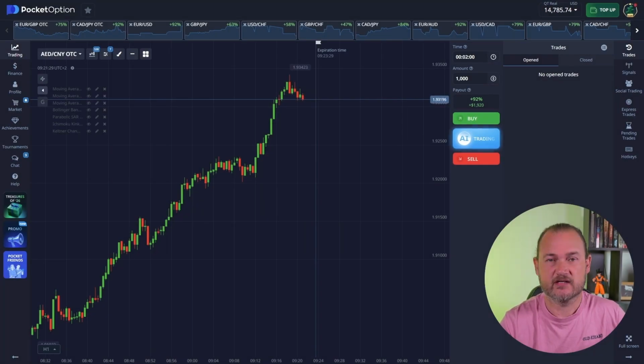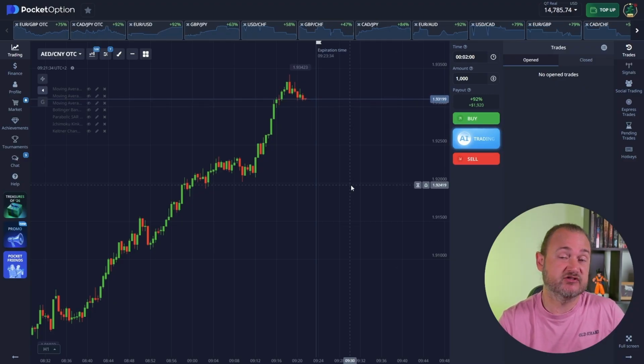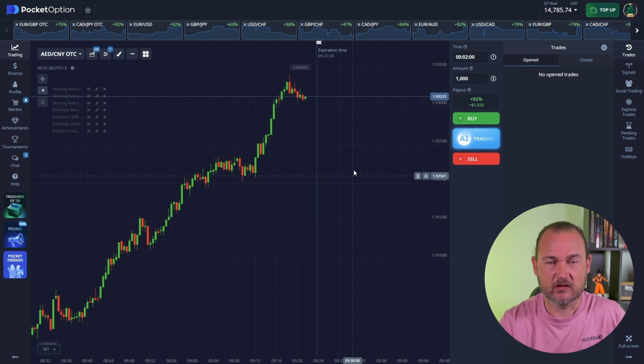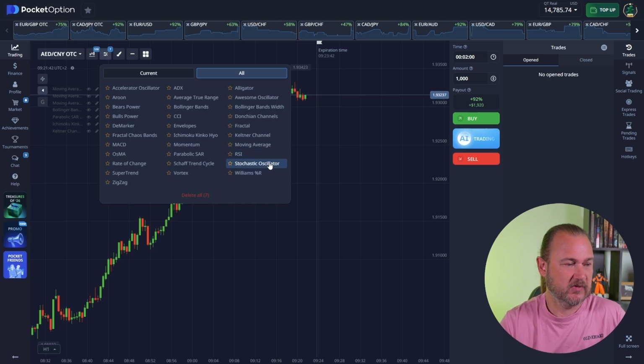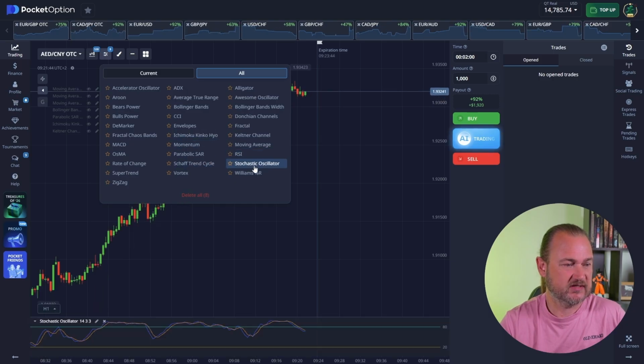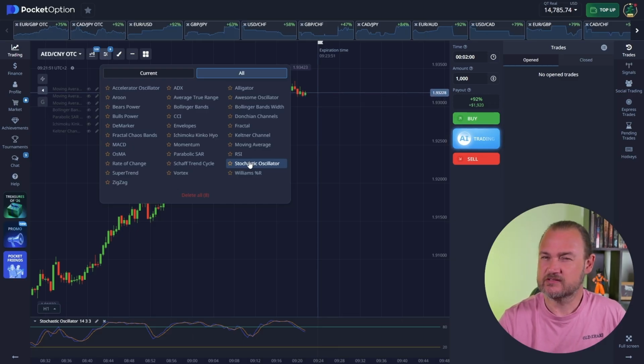Okay, so today's strategy is going to be super simple. We're going to be looking at three things and we're going to be using two indicators to see what's going on on the chart. First thing we're going to add, let's add our indicators first. We're going to add our trusted stochastic oscillator, tried and tested. A lot of people love this indicator, although a lot of people are using it in the wrong way, and I'll show you guys why in a minute.